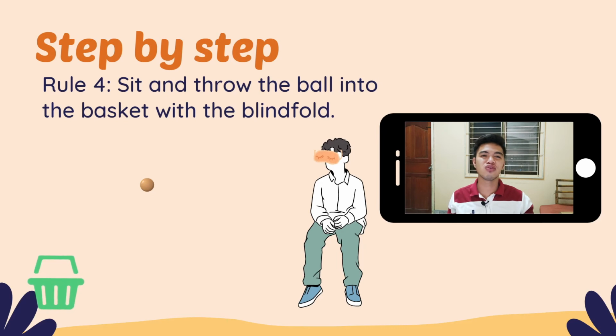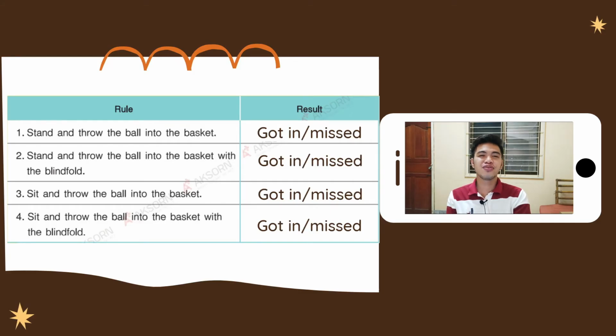You can send a photo or video of yourself while doing the activity. You can ask your parents to take a video of you. While doing the activity, you have to record the results. So what happened when you stand and throw the ball into the basket? Did it get in or did you miss it? And for number 2, what happened when you stand and throw the ball into the basket with a blindfold? Did it get in or did you miss it?